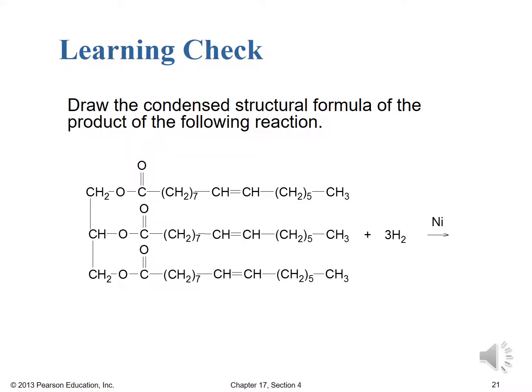Okay, so for our last learning check in this lecture, we're asked to draw the condensed structural formula, or of course, I'd prefer the skeletal structure, of the product of the following reaction. So we have here a reaction where we're taking that triacylglycerol, adding 3 moles of hydrogen on a nickel catalyst, and your job is to draw the product. So stop the video here while you draw that final product or products, and start it back up when you're ready to check your work. Good luck.